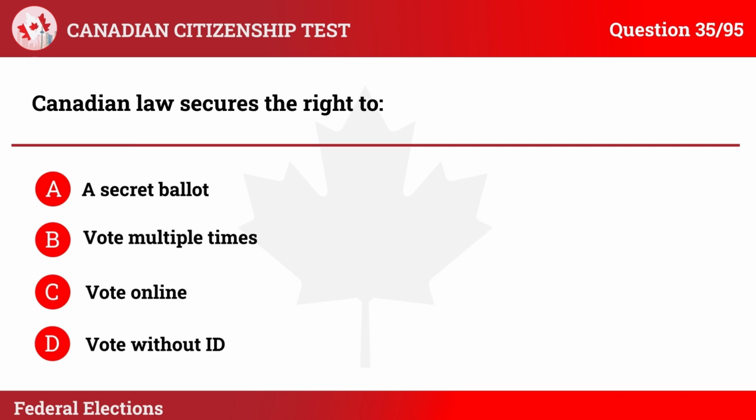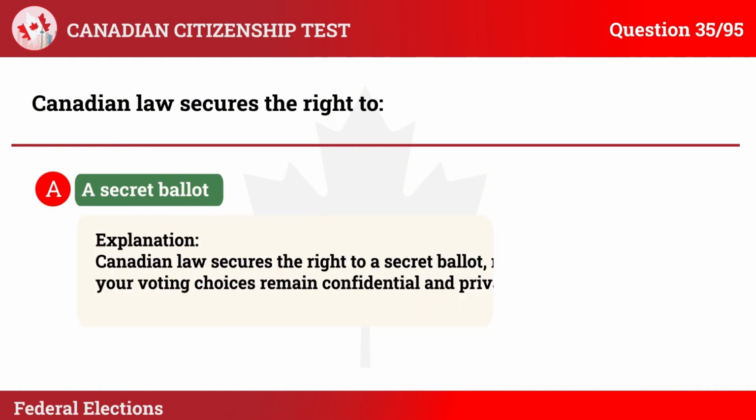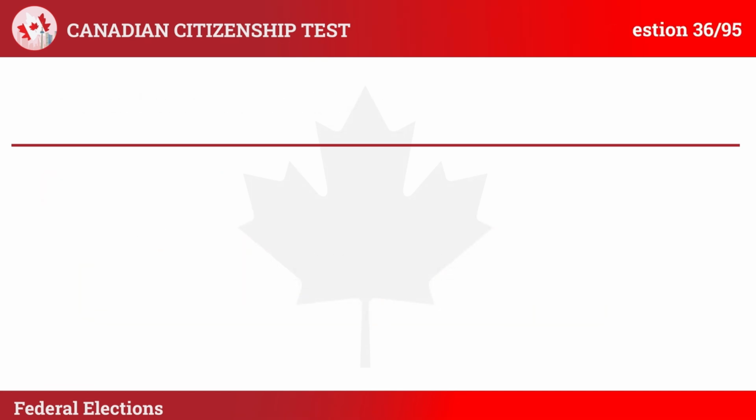The correct answer is A. A secret ballot. Explanation: Canadian law secures the right to a secret ballot, meaning your voting choices remain confidential and private. Question 36. What does secret ballot mean?